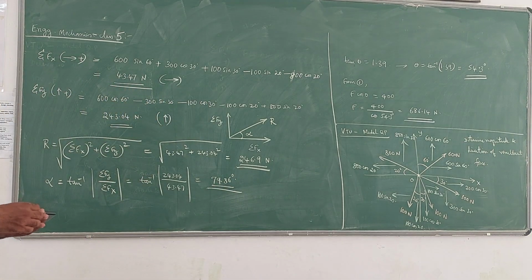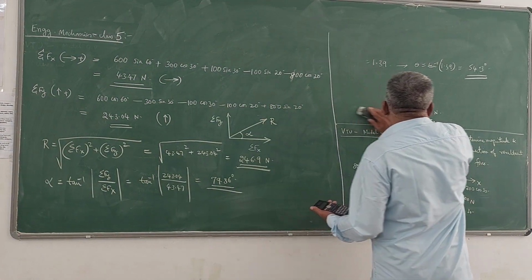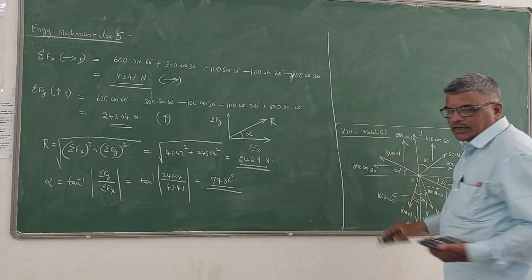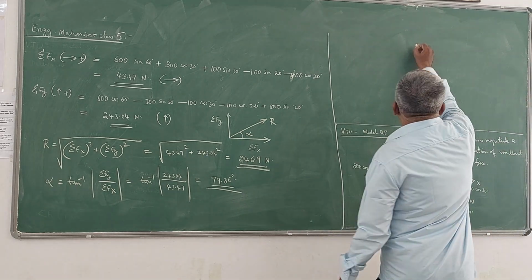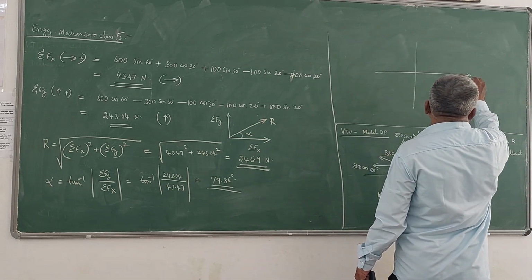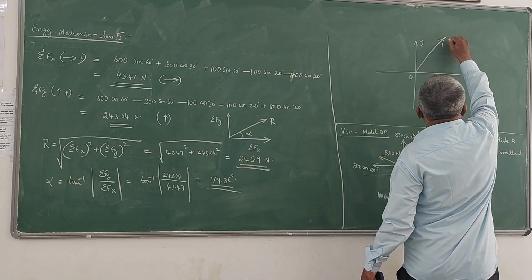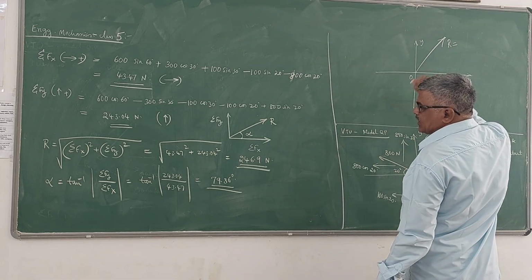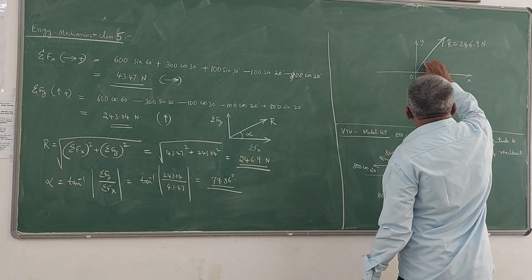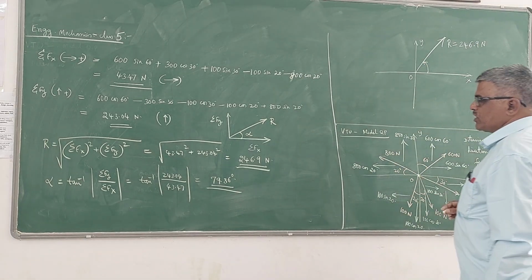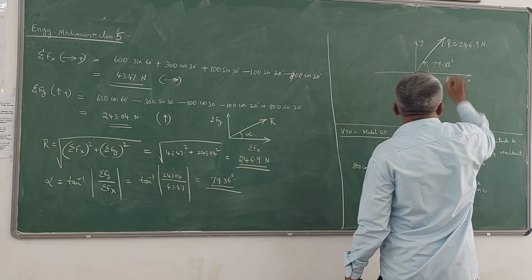Now once you find out the magnitude and direction of the resultant, and once you know the quadrant in which that resultant acts, then you can represent it like this: x-axis, y-axis, origin. So this is how the resultant force acts. The magnitude of this resultant is 246.9 Newton, and the angle made by the resultant in the positive anti-clockwise direction of x-axis is theta, that is alpha, that is 79.86. This is the answer.